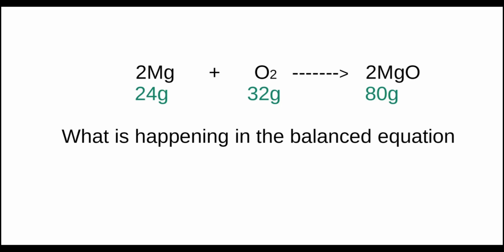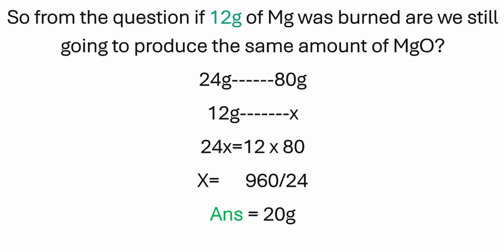Alright, so after calculating their molar masses, you find out that it takes 24 grams of magnesium to react with 32 grams of oxygen gas to yield 80 grams of magnesium oxide. So what if we use 12 grams of magnesium for the reaction? What mass of magnesium oxide are we going to produce instead? So the balanced equation has given us the information we need to solve this particular problem.